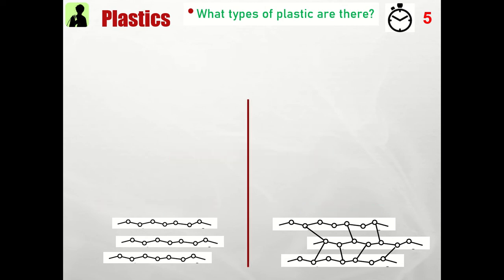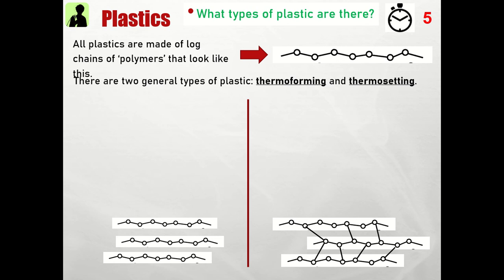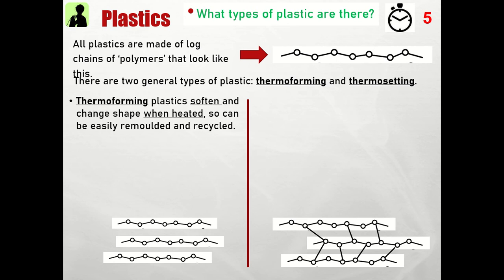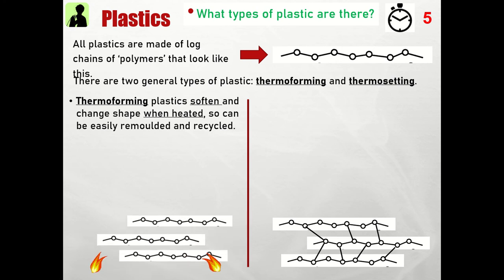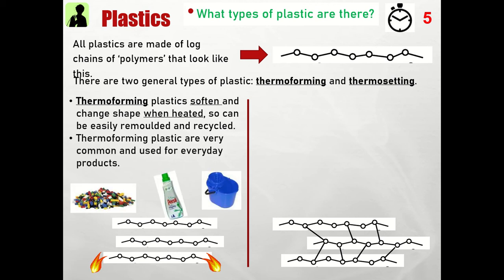Okay, now all plastics are made of long chains of polymers. Okay, if we looked at under a microscope, plastic would look like something like that. And there are two types of plastic. Okay, thermoforming plastics soften and change shape when heated. So if I apply heat, these polymer chains will slide over one another, like so. Okay, now that means it behaves like a liquid. That means it can be remolded and recycled. Now most products are thermoforming plastic, so everything from your toys to bottles to containers like buckets, most products are thermoforming.